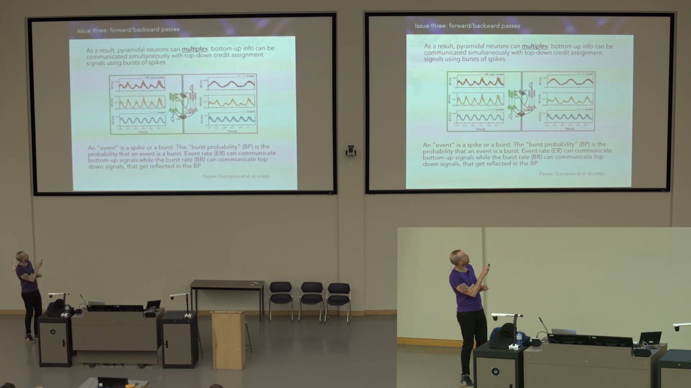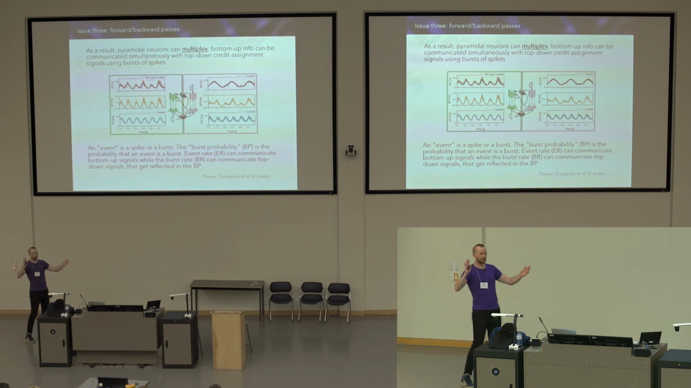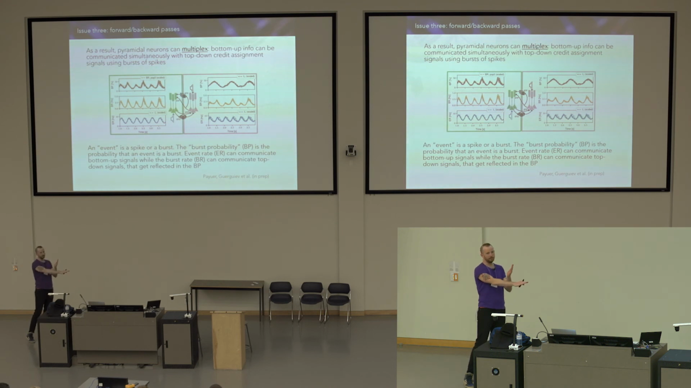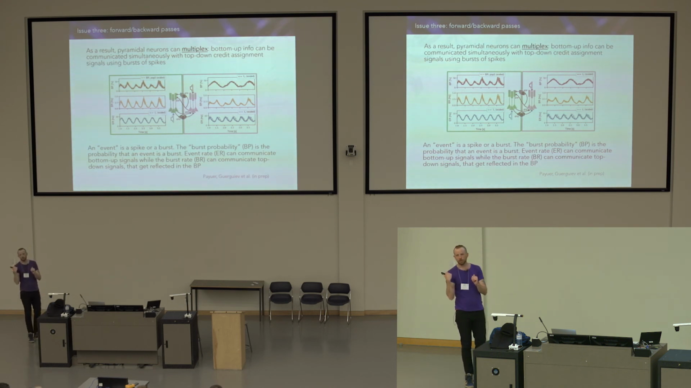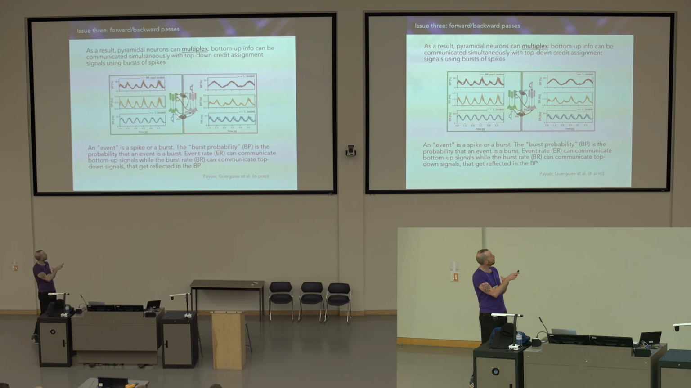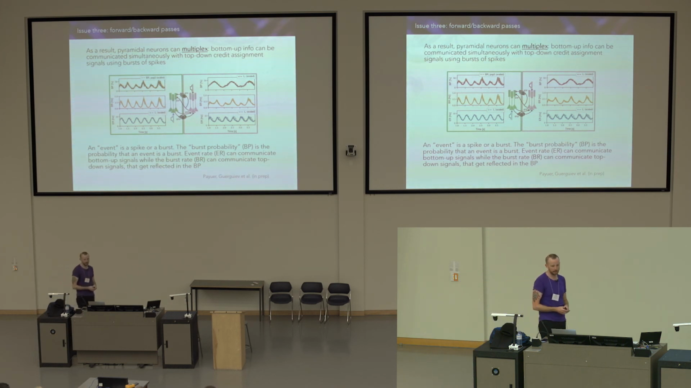So here, the yellow dotted line is the burst rate of the pink population of neurons, and here is the burst probability of the green population of neurons. And you can see its burst probability is tracking the burst rate of the upper neurons. And this is all happening in continuous time. So the neurons can communicate feedback to each other and propagate feed-forward signals up to the other one, all simultaneously using this multiplexed system.